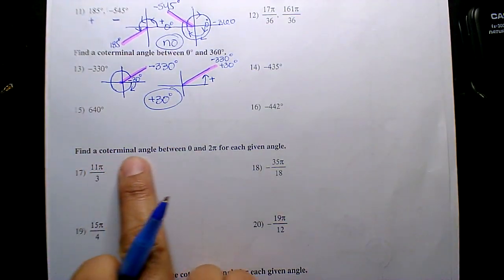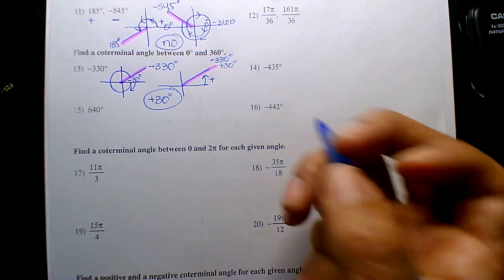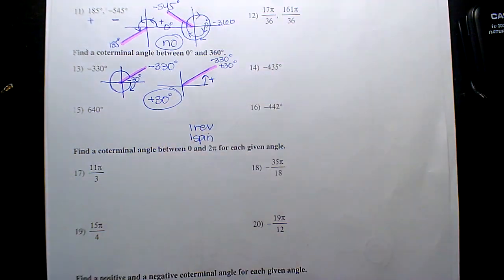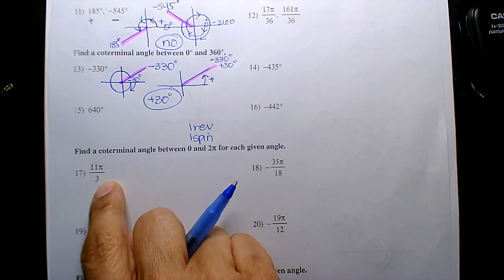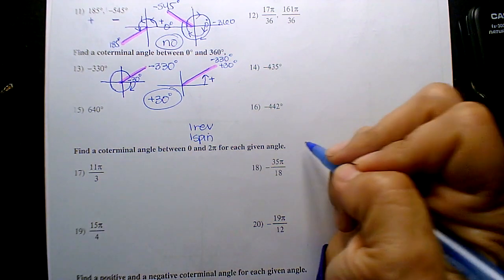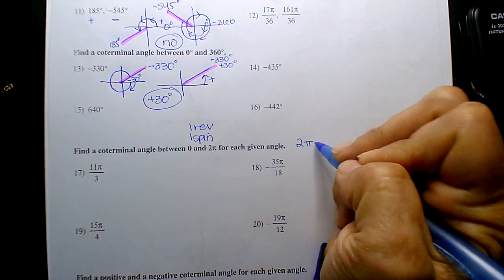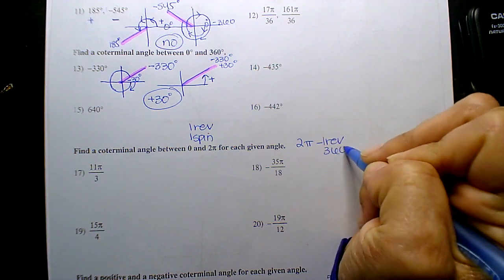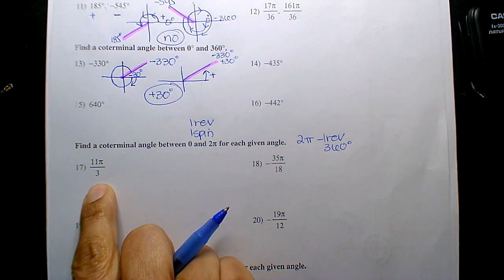17, find a coterminal angle between 0 and 2 pi. That means I want 1 spin or 1 revolution, whatever word works for you. There's synonyms. Okay, look, 11 pi over 3. You guys have to understand 2 pi is 1 revolution, which is like 360 degrees. Okay, but we want pi.